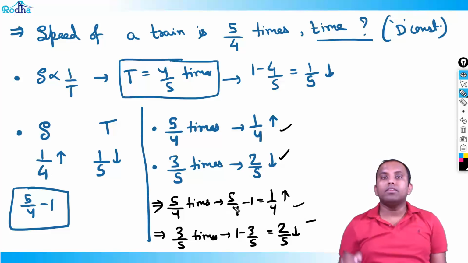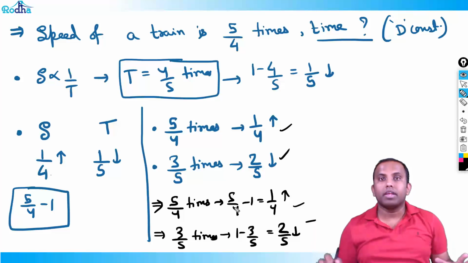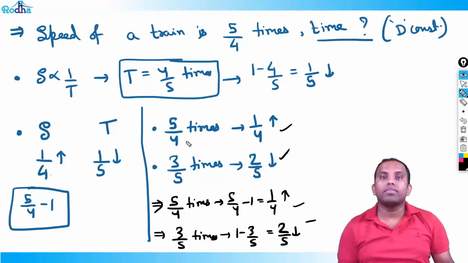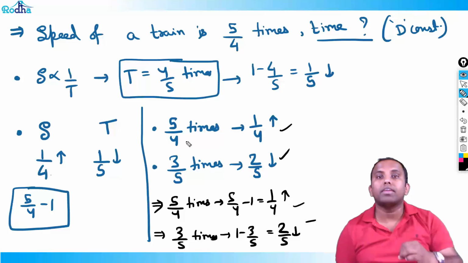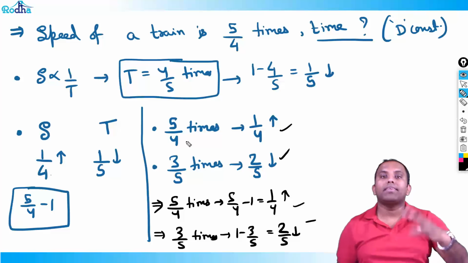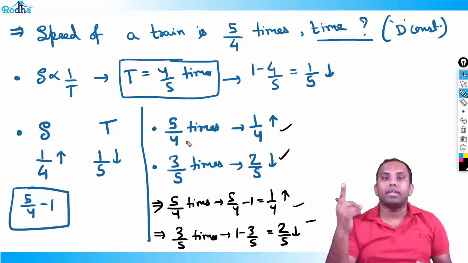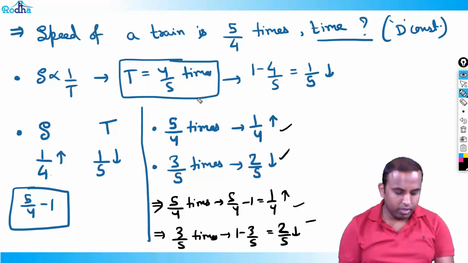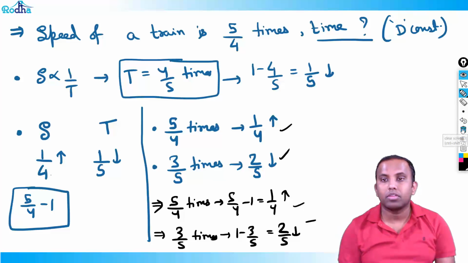Right. So this concept should be fairly clear. There should be no issue in this kind of concept. A thing is becoming 8 by 7 times. What is the increase? 8 by 7 minus 1. What is the increase? 1 by 7. Okay. So this thing should be fairly clear.